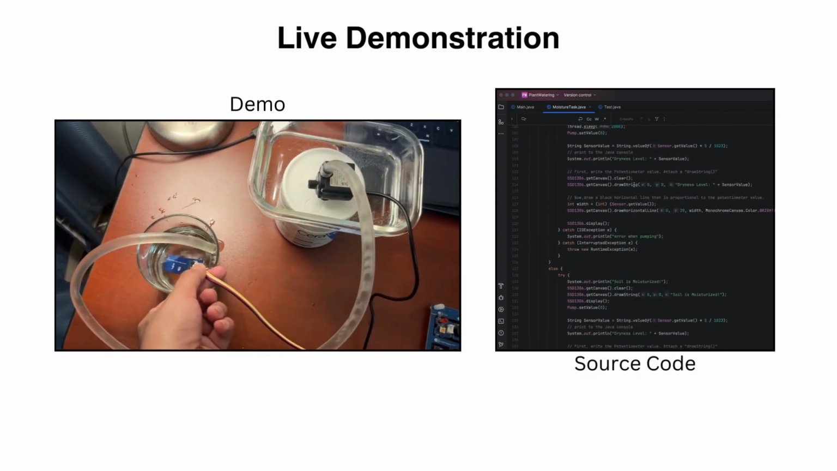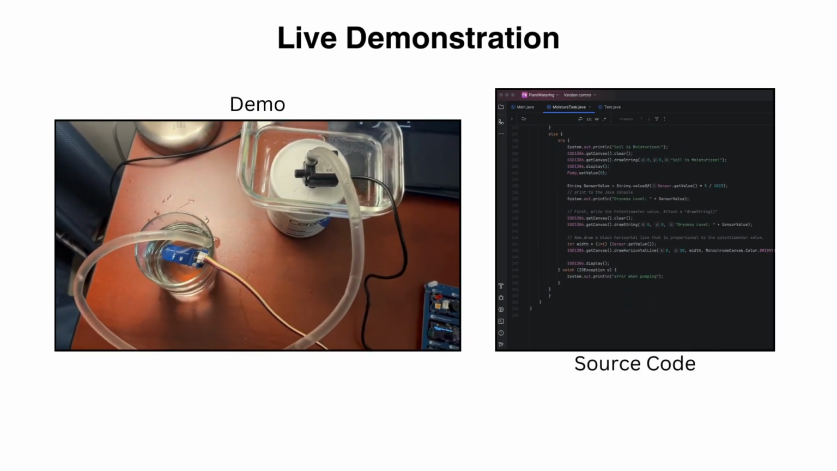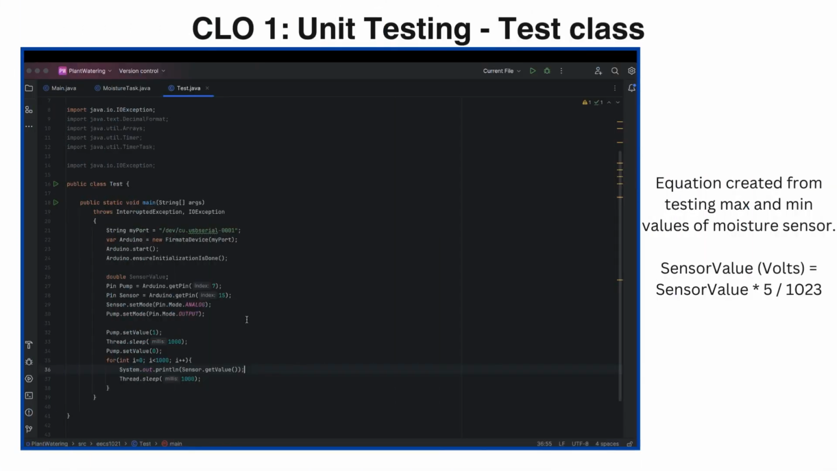On the right side, you can see my source code, which I used. I have my moisture task, and I have my main class as well. For CLO1, I used unit testing. I created a test class to see whether or not my moisture sensor and my pump worked.